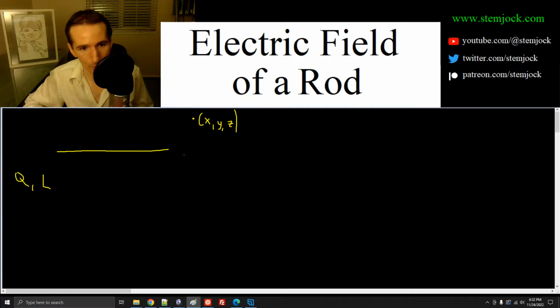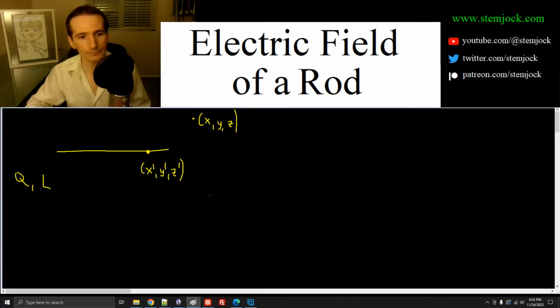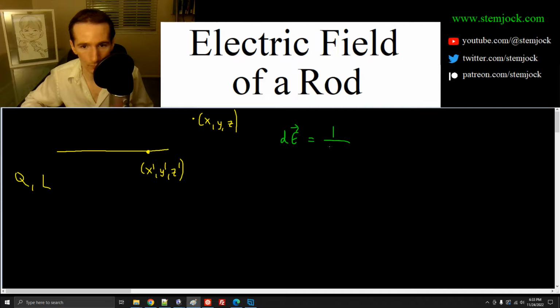And now what I do is I choose a random point on this rod. I'm going to say this one right here. I'm going to call it x prime, y prime, z prime. Now, the electric field of the charge at x prime, y prime, z prime is going to be dE equals 1 over 4 pi epsilon 0 times dq over r squared r hat.